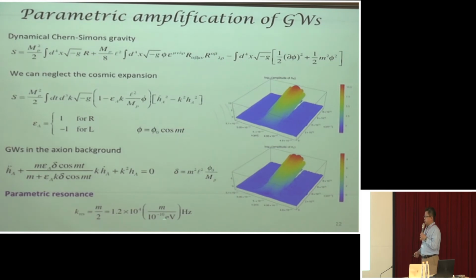Resonance frequency is given by this formula. For 10 to the minus 10 electron volt, we have 10 kilohertz. We have solved this equation of motion numerically, and obtain this behavior for the right mode. You see that this is 10, so the amplitude is enhanced by 10 to the 10, but for the left hand, this is 8. So the amplification is 10 to the 8. So there is a difference.